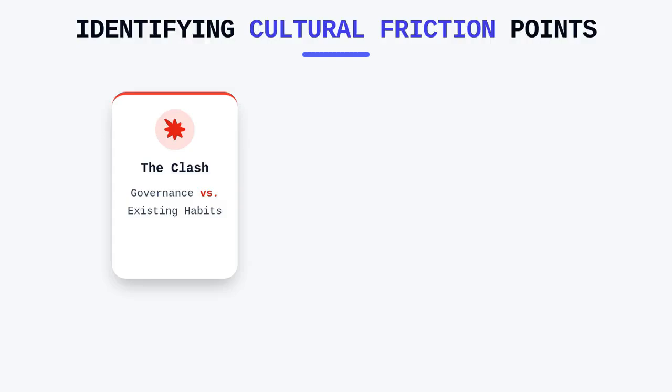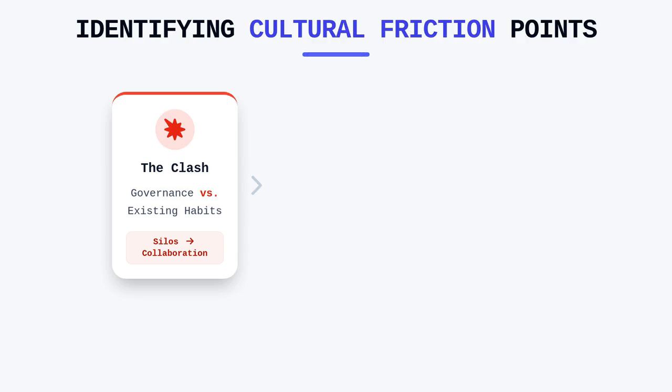Identifying cultural friction points is a primary responsibility for anyone tasking themselves with system design. These friction points typically appear where the proposed governance requirements clash with current work habits or deeply held organizational beliefs. A common example is the transition from a siloed, competitive environment to one requiring cross-functional collaboration and accountability.